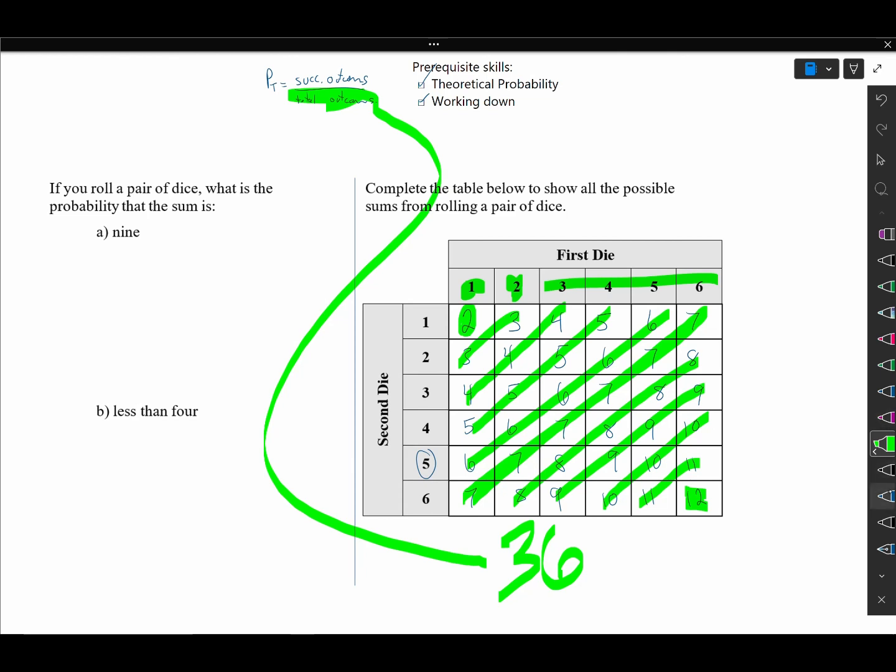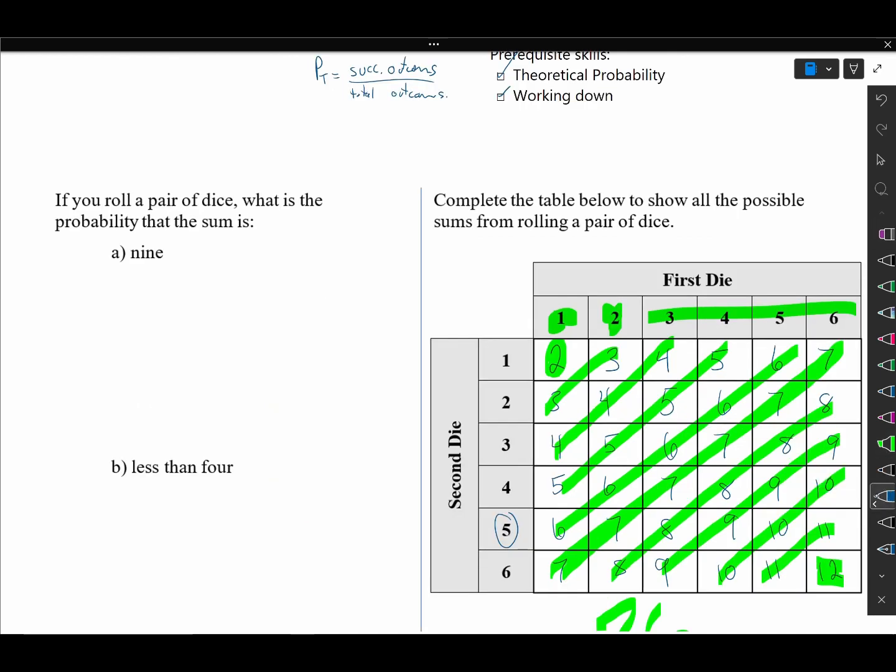So let's take a look. Let's start calculating our first theoretical probability when we're rolling 2 dice here. So we are rolling a pair of dice, and we're looking to see what is the probability that the sum is a 9. Well, we know there are 36 different total outcomes that we could come up with. Now, how many of those are a 9?